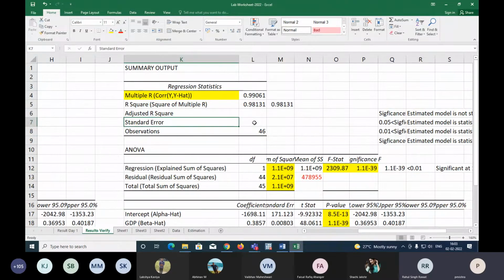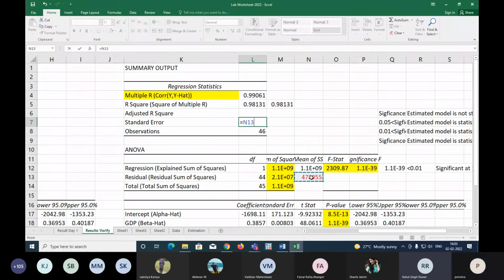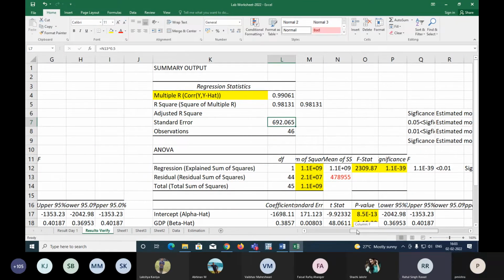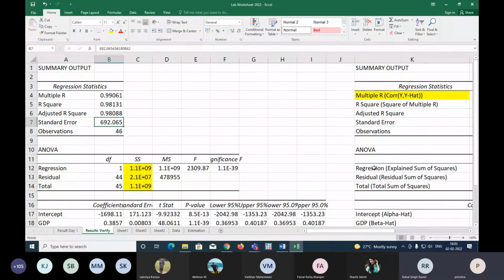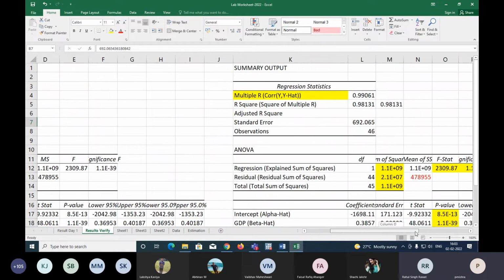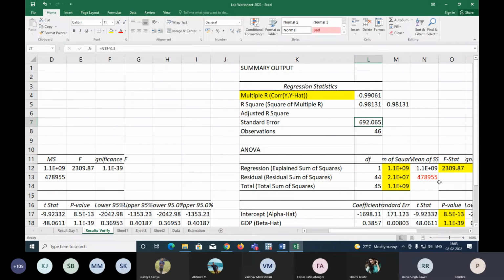Just two more things we need to fill in. That is standard error. This is the standard error of the regression, and this is nothing but the square root of this one. You see 692,065 and here 692,065. It is basically the square root of this one.